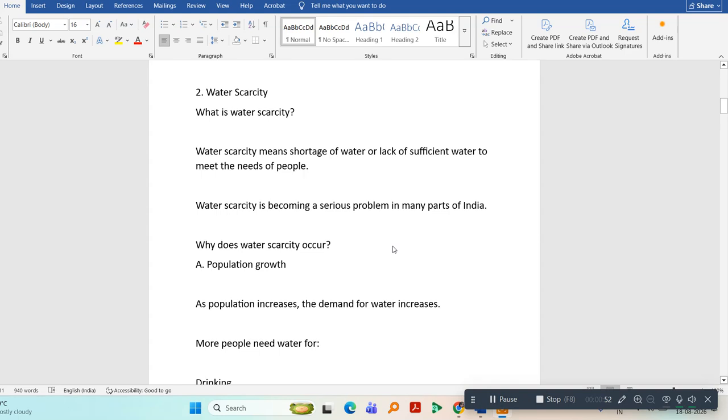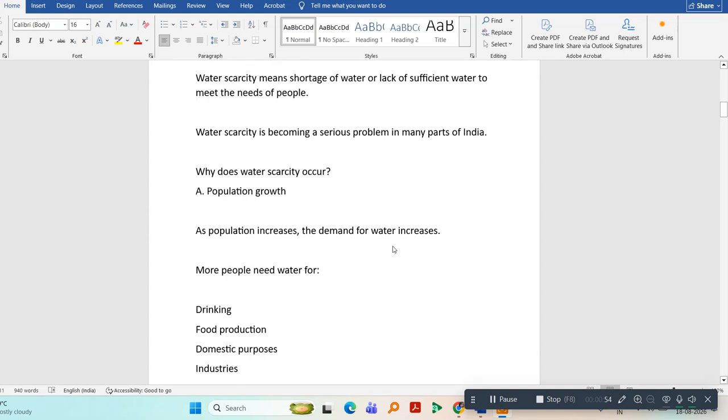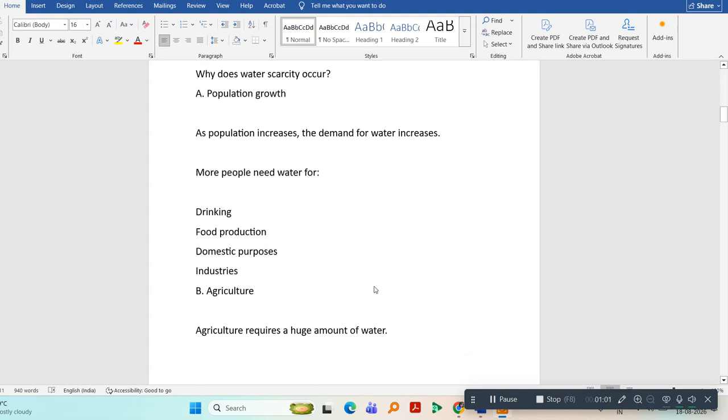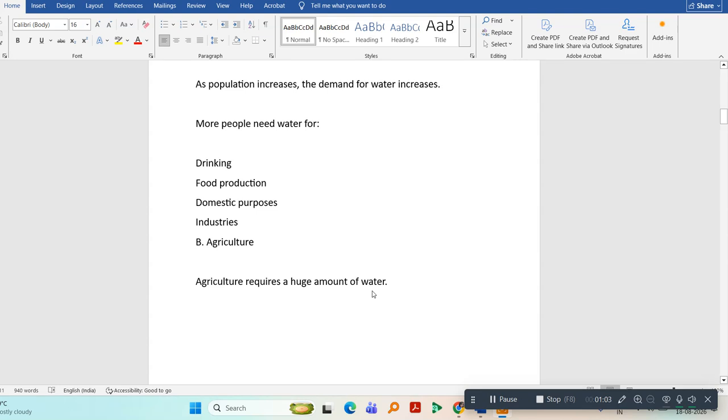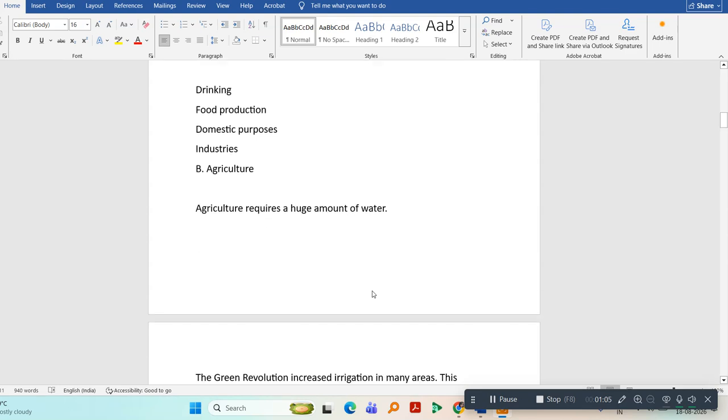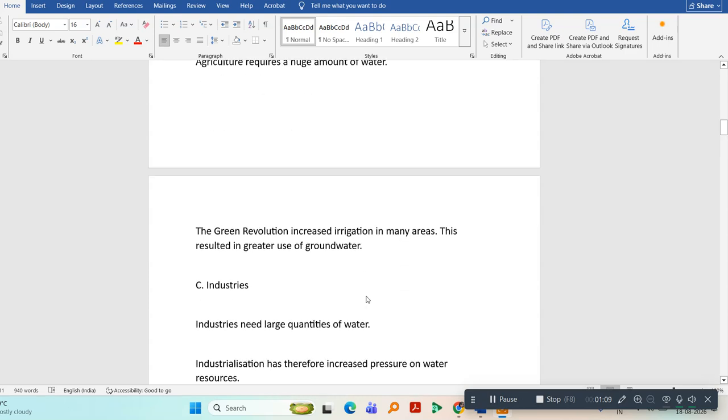It occurs due to population growth. As population increases, the demand for water increases. More people need water for drinking, food production, domestic purposes, industries, agriculture. Agriculture requires a huge amount of water. The Green Revolution increased irrigation in many areas. This resulted in greater use of groundwater.